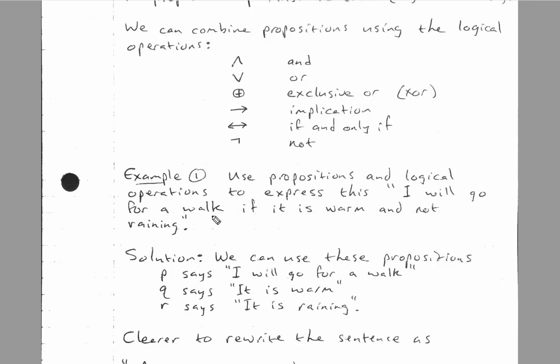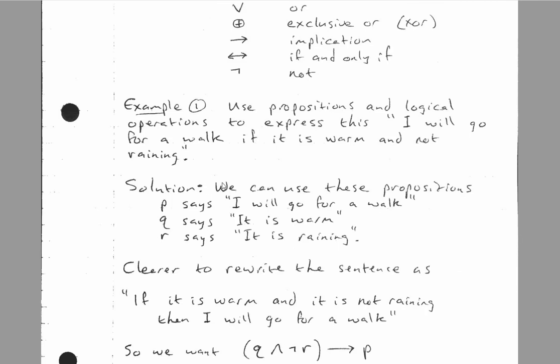I will go for a walk if it is warm and not raining. So which part comes first in the implication? Well, maybe a good way to see it is to rewrite that sentence. If it is warm and it is not raining, then I will go for a walk. This makes it clearer that it's this weather part that comes first.